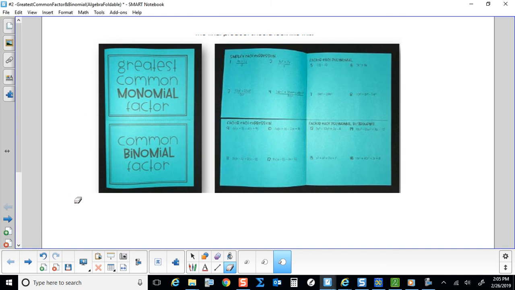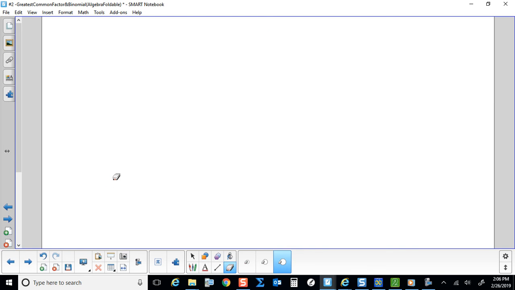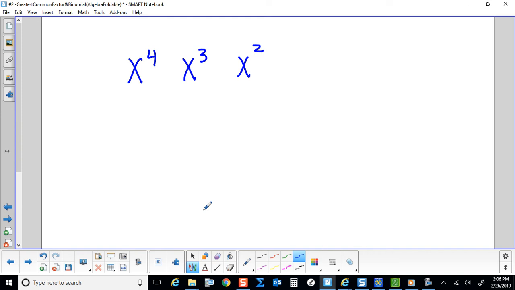Today we'll be simplifying the greatest common monomial factor and the greatest common binomial factors out of expressions. We'll be working with numbers, which we're familiar with, but let's talk about the variables for a moment. To find the greatest common factor of a variable, if I have x to the fourth, x to the third, and x to the second, what can I divide evenly into all of those variables?